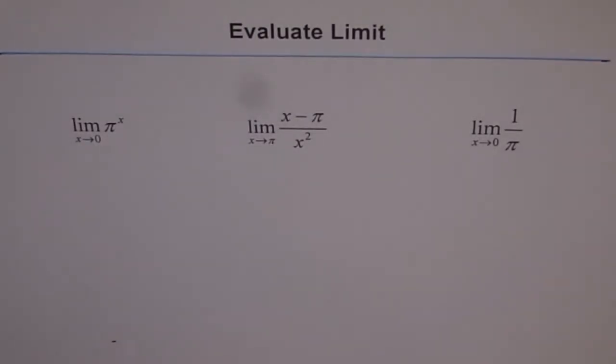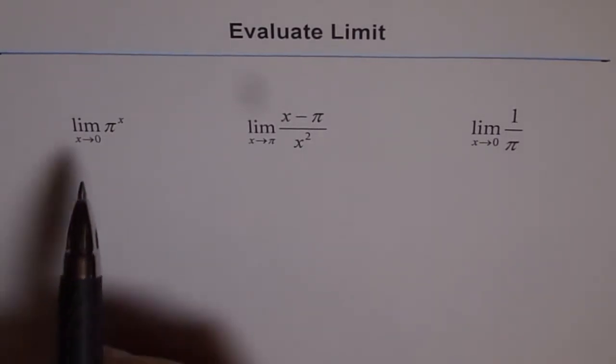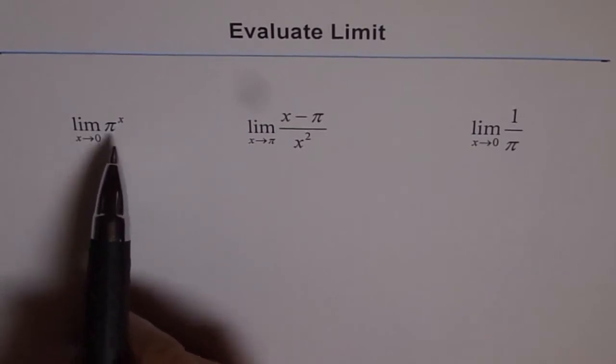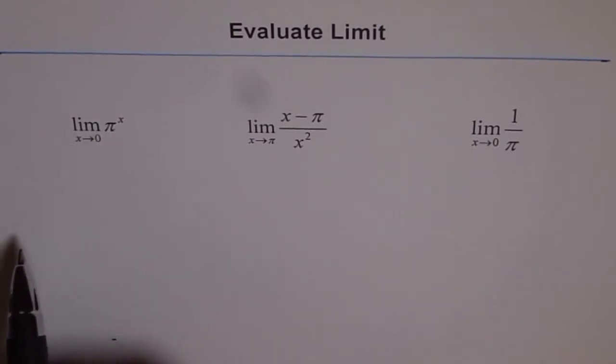Evaluate the limit. Here are interesting questions, and we have pi in them. Remember, pi is an irrational number, but it is a constant. It is not a variable, okay? I've seen mistakes made by students in such questions where they somehow treat pi as a variable. Now let's do the limit of pi to the power of x when x approaches 0.